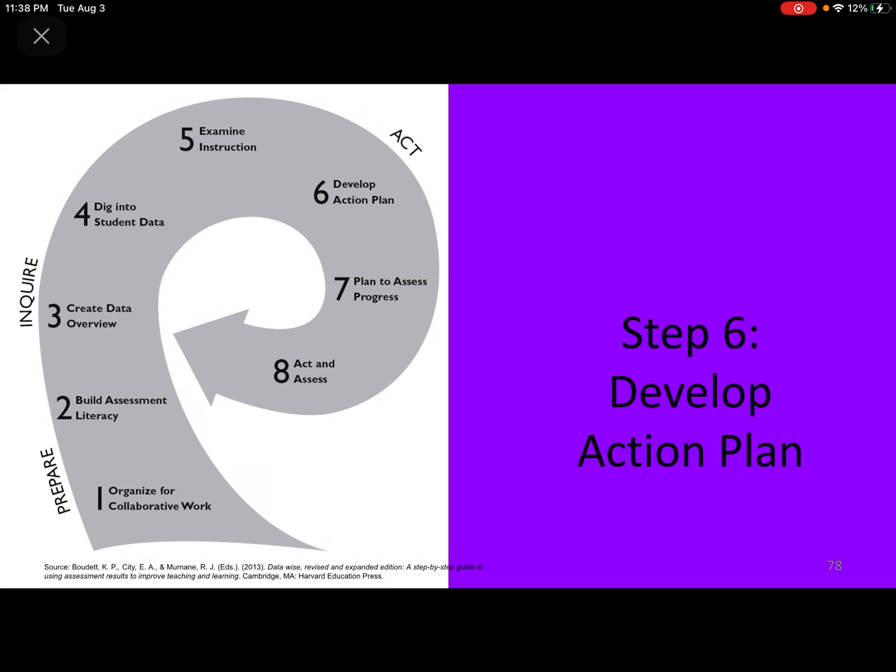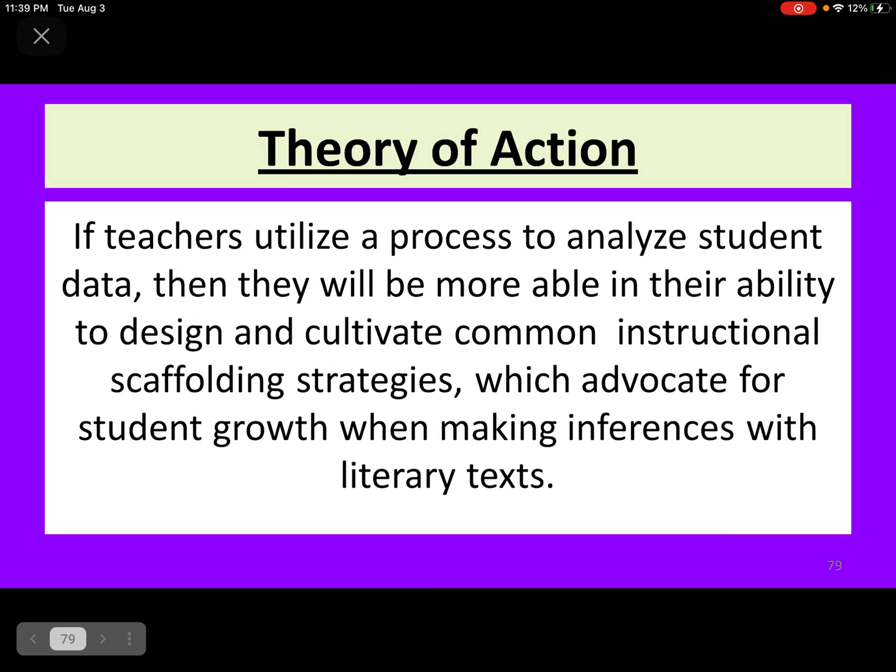Moving on to step 6, after developing our problem of practice, we developed our action plan. The purpose of this step was really to look for the change and more or less what we were going to do to change the instruction.